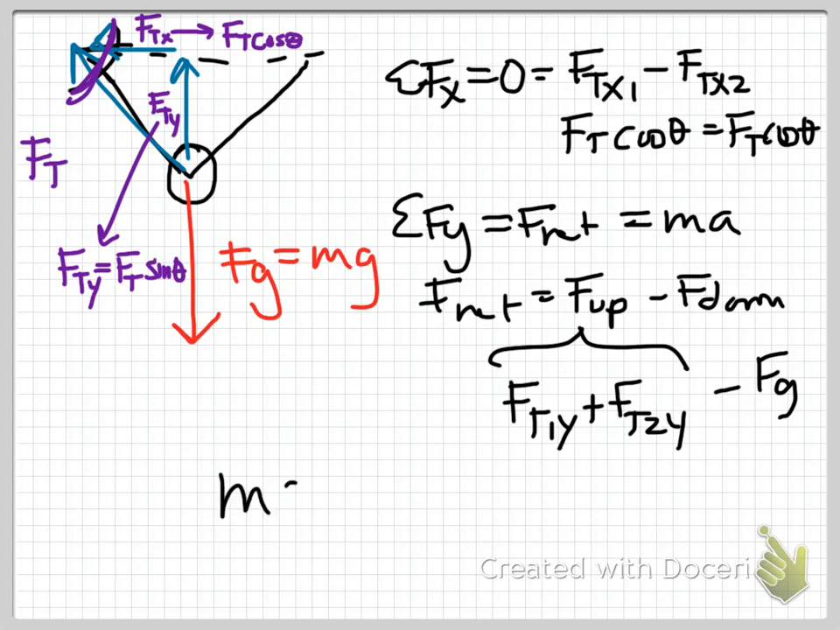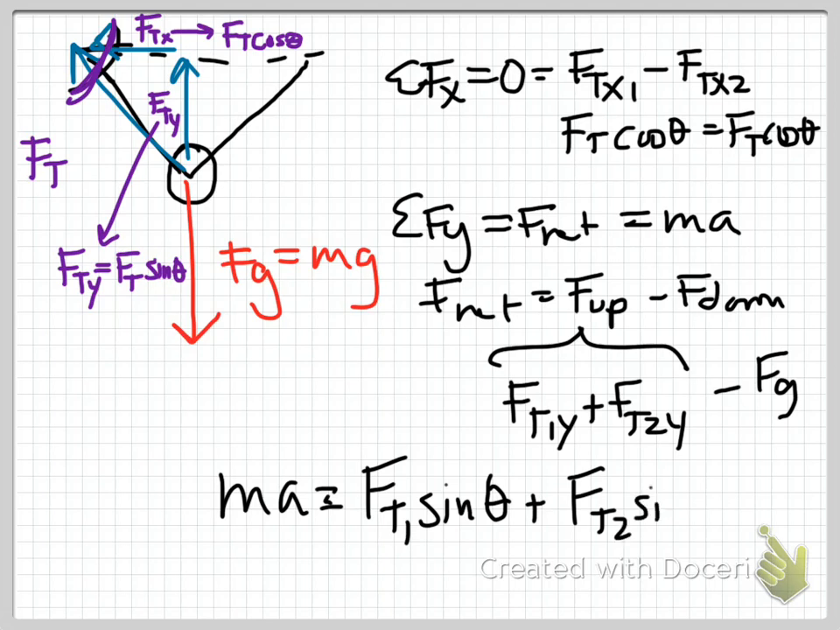First, though, I'm going to say this. Ma, I'm going to set these equal. Equals Ft1 sine theta, because that's my Fty, plus Ft2 sine theta minus mg. So now I've got an expression that gives me all of the variables that I have. I've got gravity, I've got mass, I have acceleration, I'm looking for force of tension, I have theta, so this is all using variables that I've got.